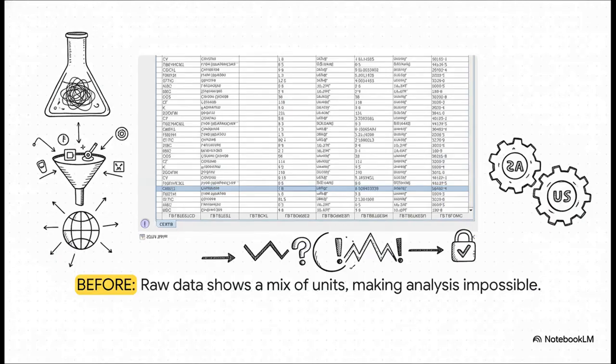So here it is, the perfect before picture. If you've ever worked with this kind of data, this probably looks painfully familiar. You can see different test results, but the units are just all over the place. Some are conventional, some are already SI units. Trying to analyze this dataset as is, it's pretty much impossible.